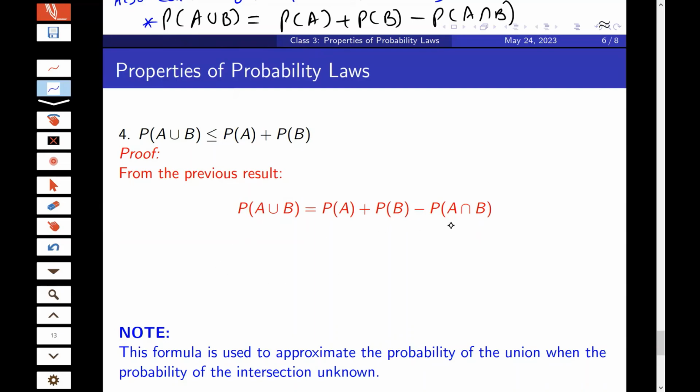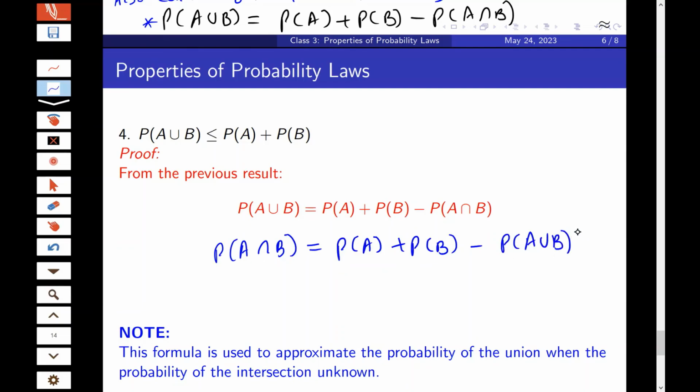And if you drop this part, this is how we can prove this one. I'm going to bring this one here: P(A intersection B) is the same as probability of A plus probability of B minus probability of A union B.